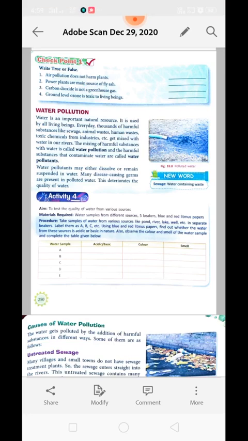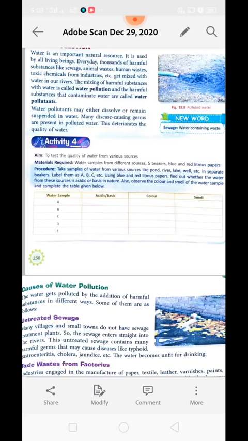Okay, this type of water which has mixed harmful substances is known as polluted water, and the substances which make the water polluted are known as pollutants. The mixing of harmful substances within water is called water pollution, and the harmful substances that contaminate the water are known as water pollutants. Water pollutants may either be dissolved or remain suspended in water. Many disease causing germs are also present in polluted water, which deteriorate the quality of water.